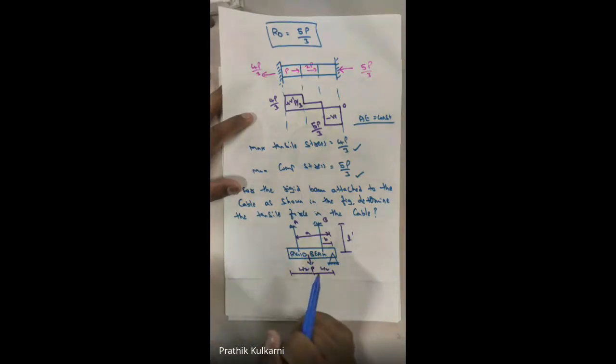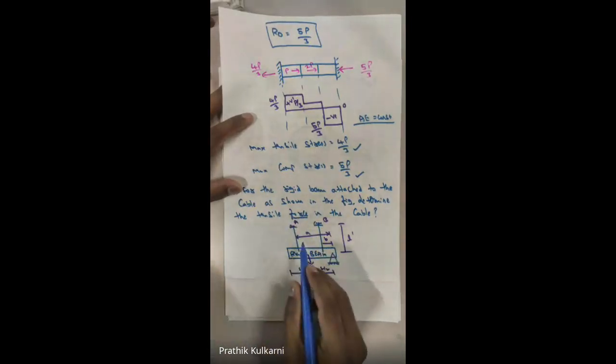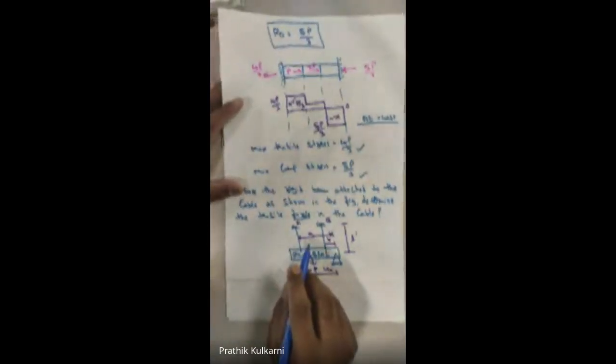When they are holding that beam, then there is some force in that cable. Yes or no? There is some force in that cable. So you have to find out that force only. So please, can anyone do it? Try it. I'll solve it. No problem. Try to do it.